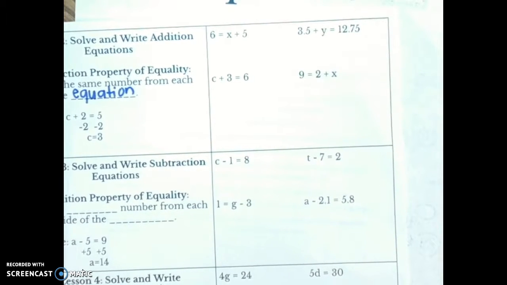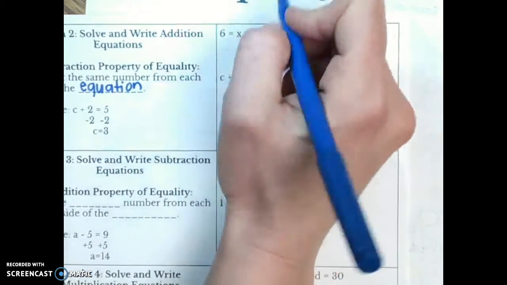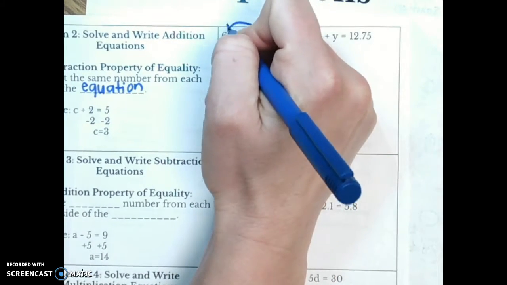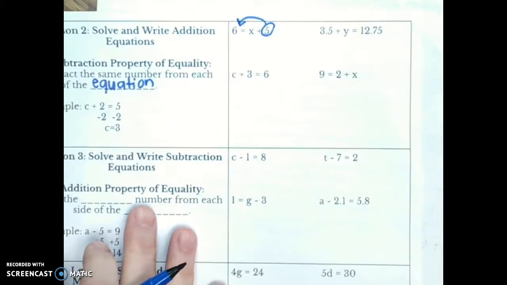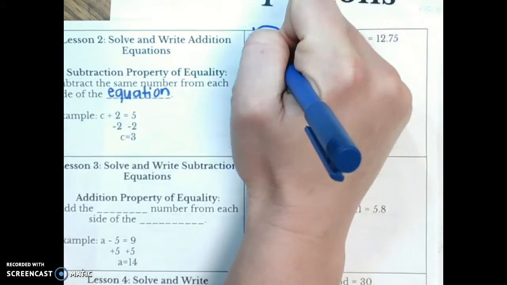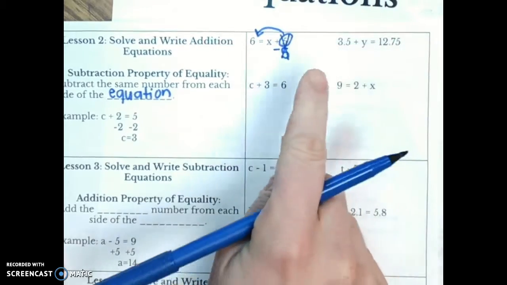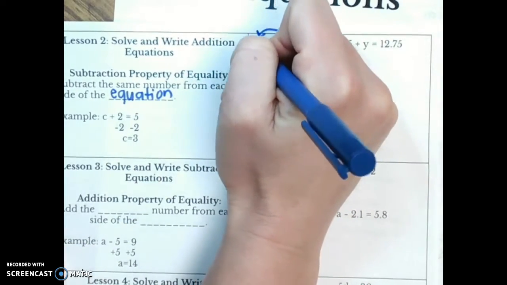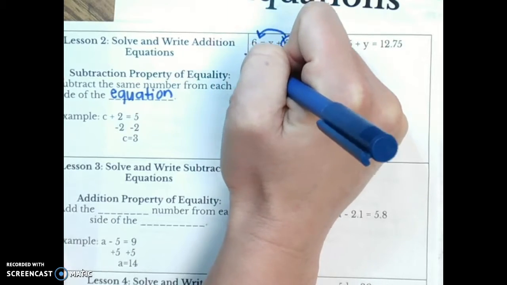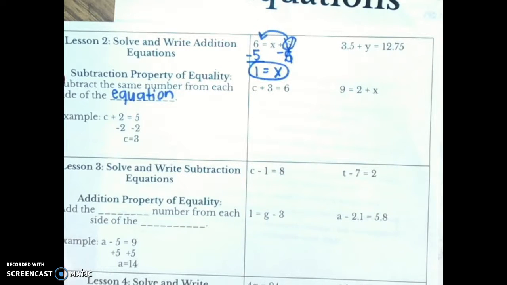Now, I'm showing you this by putting the equal sign on either side. It doesn't matter where it is, it means the same thing. So that x needs to be by itself. So we're going to take this number and move it over to this side. To do that, we have to use the subtraction property of equality. So instead of adding 5, we're going to subtract 5. When we subtract 5, this goes away. We have to do the same thing on this side. So 6 minus 5 is 1. So x equals 1.